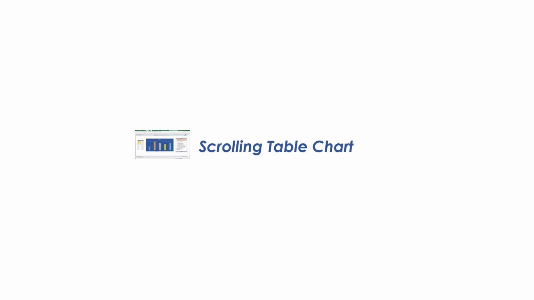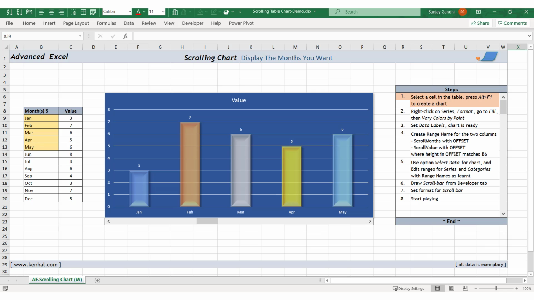I'm Sanjay Gandhi. In today's session, let us learn about scrolling table chart. Scrolling table chart should be showing us the number of months available once we try to scroll the scroll bar at the bottom, or if we try to change the number in the table.